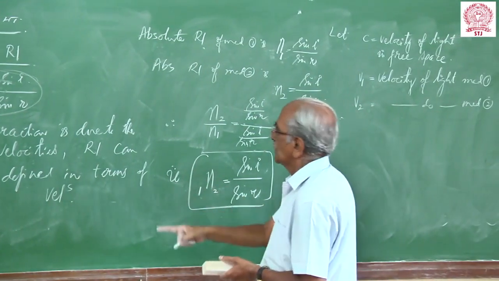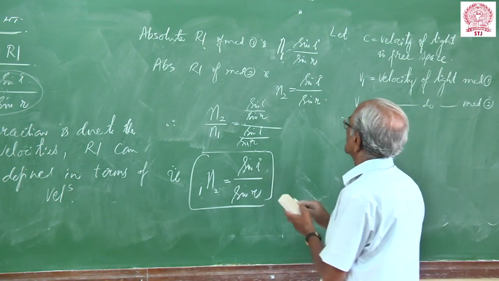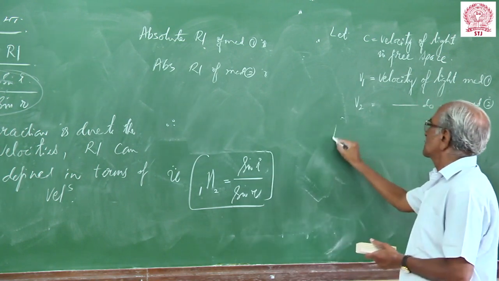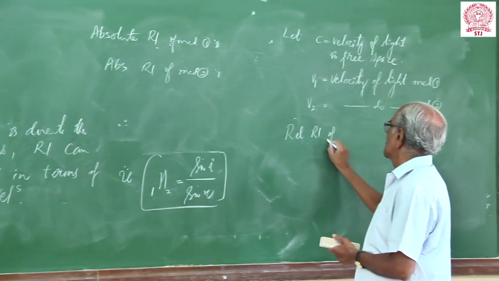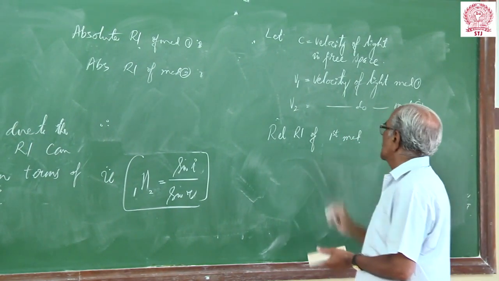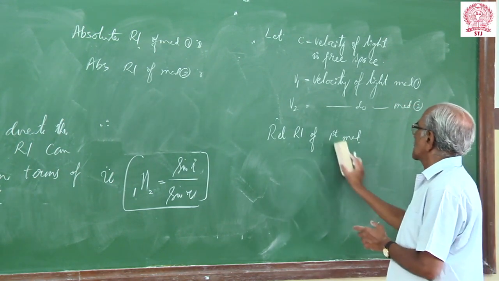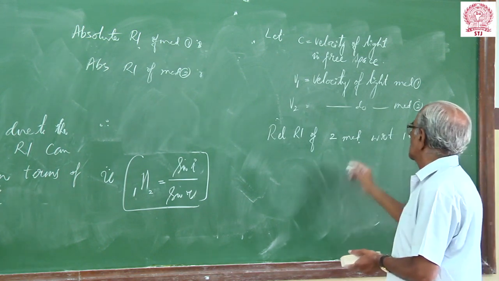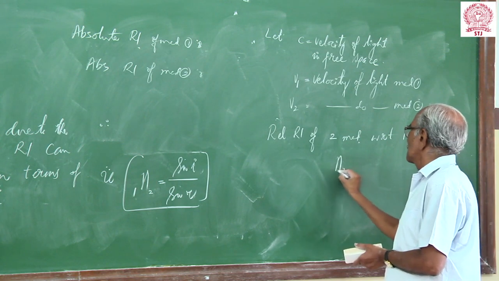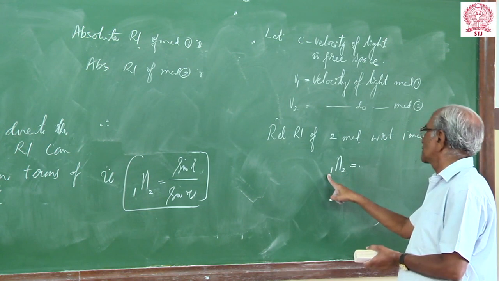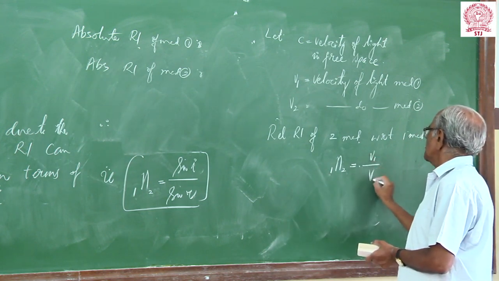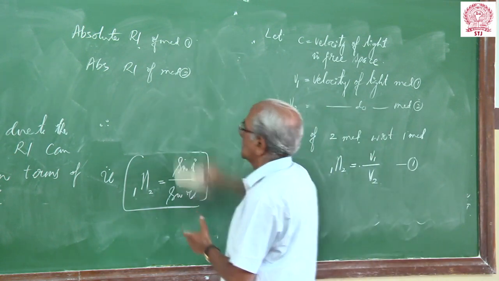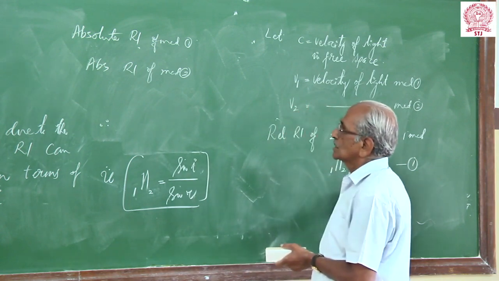Now instead of that, I will make use of the relative refractive index. First I will define the relative refractive index of the second medium with respect to the first medium, N2 with respect to 1, is V1 by V2. I will call this equation 1. Now, absolute refractive index, I define it like this in terms of velocities, not in terms of angles.